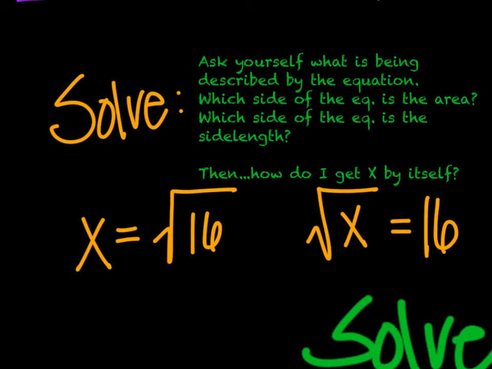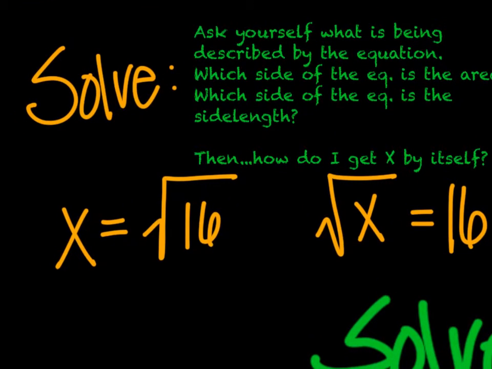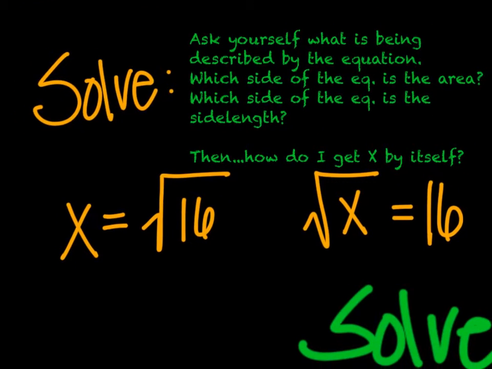So when we are solving square roots, we need to ask ourselves essentially, what is being described in the equation? If we know what's being described in the equation, we can usually figure out, do I need to square something, or do I need to square root something? So we need to decide in these situations which side of the equation is the area and which side of the equation is describing the side length. And then after that, we should be able to answer, how do I get x by itself?